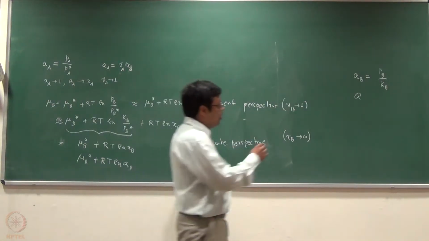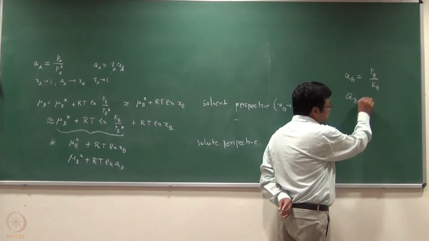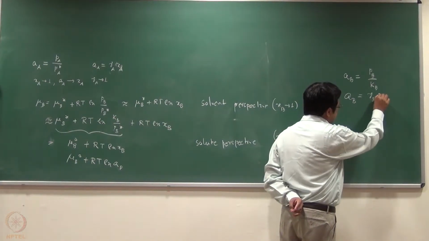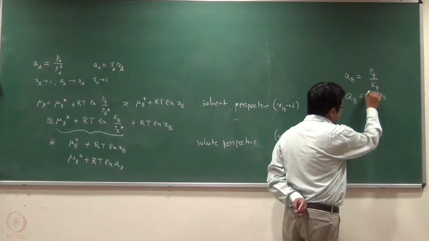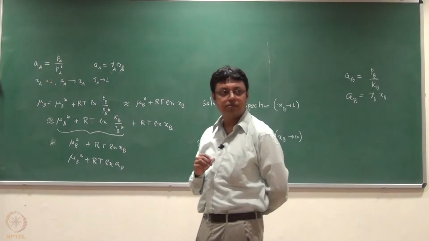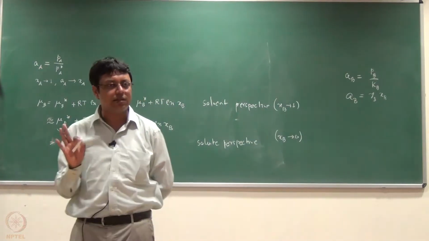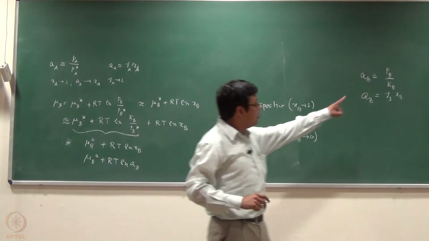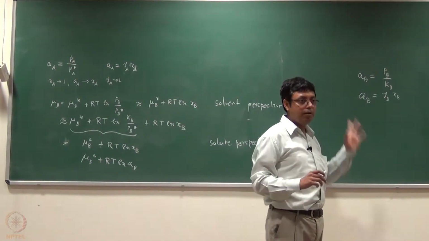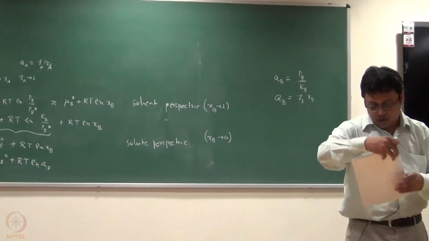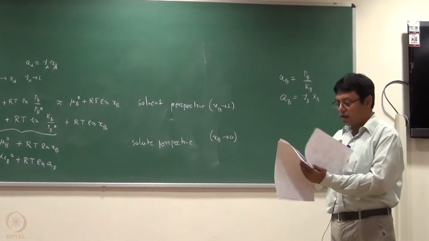Similarly, here also I can write AB proportional to XB, or AB is gamma B into XB, where gamma B is the activity coefficient for the solute. Clear? Notations are just parallel, but the only thing to be careful about is that this is PB by KB and that was PB by PB star. Alright. Now this is one way of defining the activity.